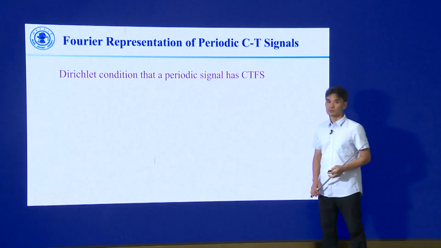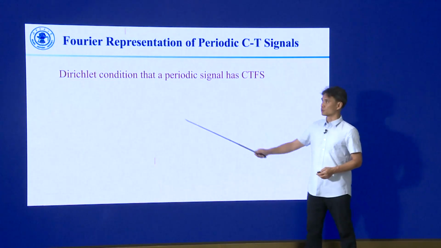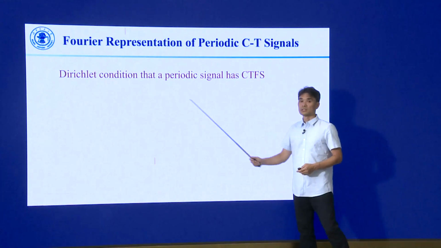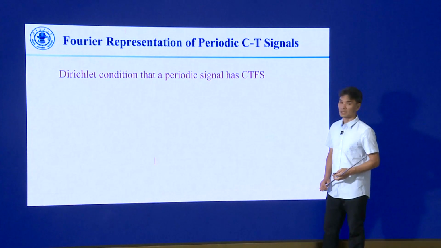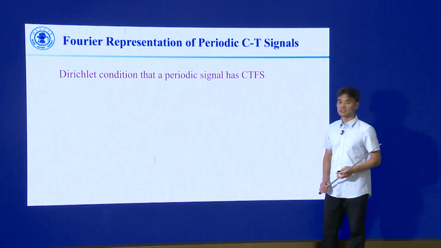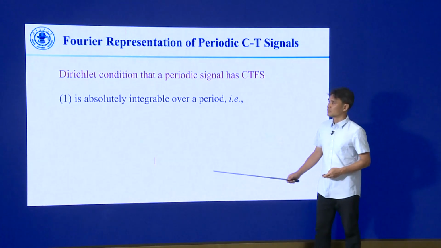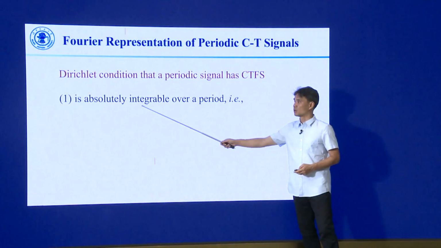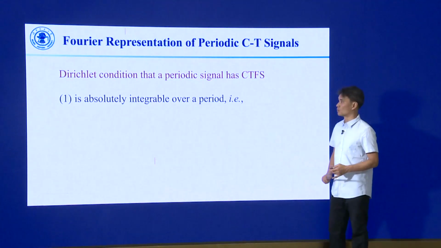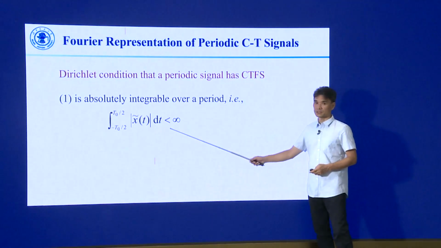Not every single periodic continuous time signal has a Fourier series. The Dirichlet conditions are sufficient conditions for the existence of the continuous time Fourier series. They contain three different criteria. First, the original periodic signal must be absolutely integrable over a period. So here is the definition.